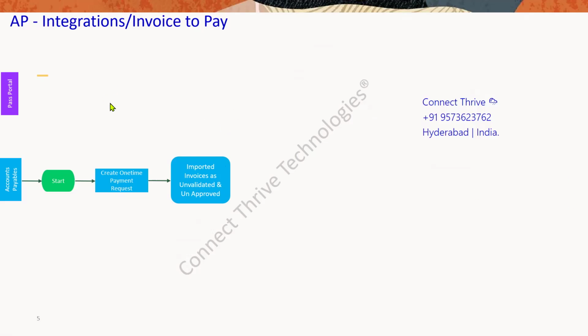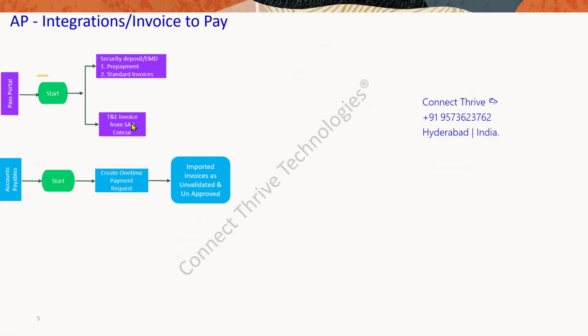If you have any custom components, I mean you want to make your own screens to create a security deposit or EMD deposit, like earnest money deposits, foreign currency transactions, prepayment and standard invoices, and at the same time any T&E expenses, travel and expenses, which we will maintain in SAP Concur. Okay, so this SAP Concur is also one of the third party ERP applications.